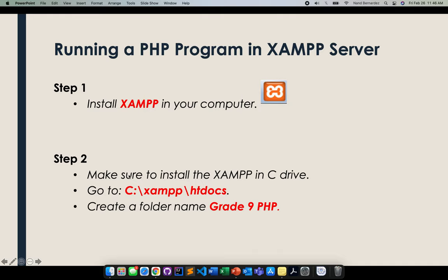Step two, make sure to install the XAMPP in your C drive. This is for Windows computers. Then aside from that, you need to go to XAMPP htdocs and create a folder, grade 9 php.